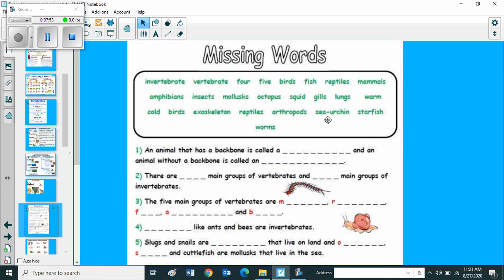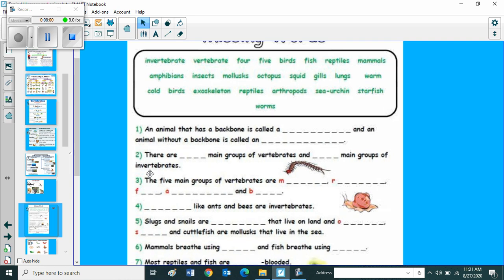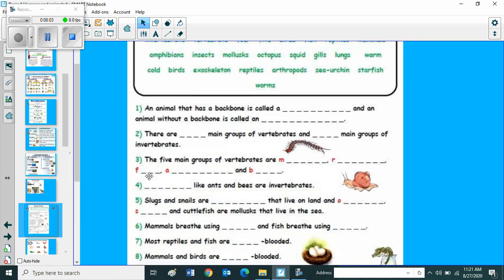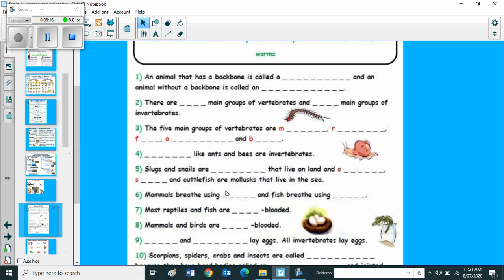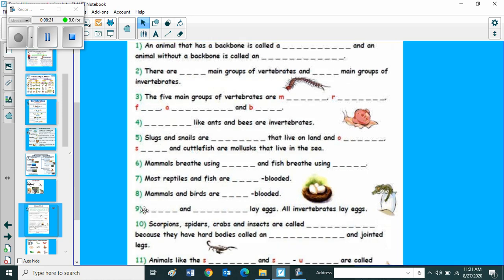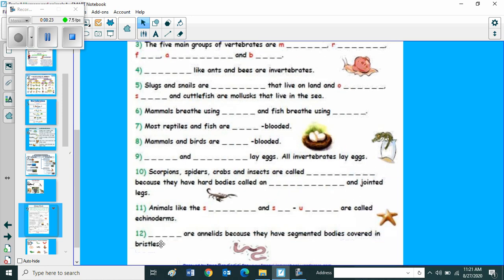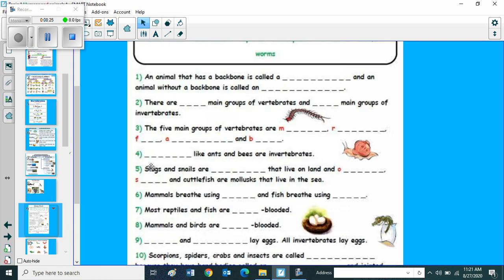Next one is missing words. Here you can see one box. Then down you can see some questions. So you have to find the answers from the box. First one, an animal that has a backbone is called a? You have to find the answer from the box. Like that you have to do questions number 2, 3, 4, 5, 6, 7, 8, 9, 10, 11, 12. Twelve questions are there. Find the answers from the box.